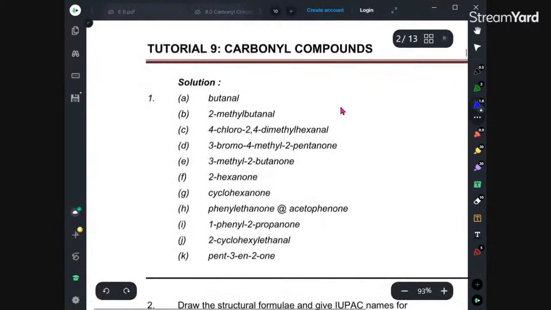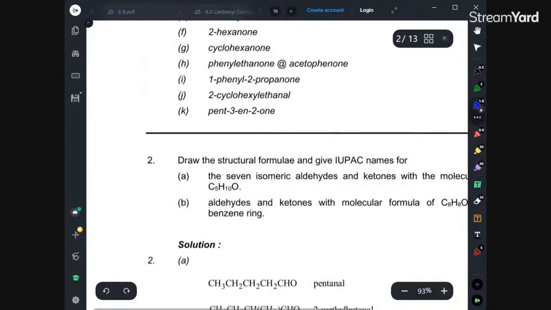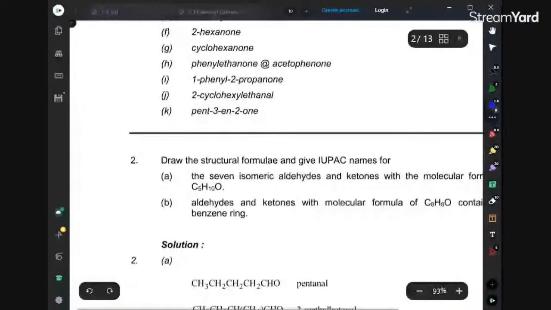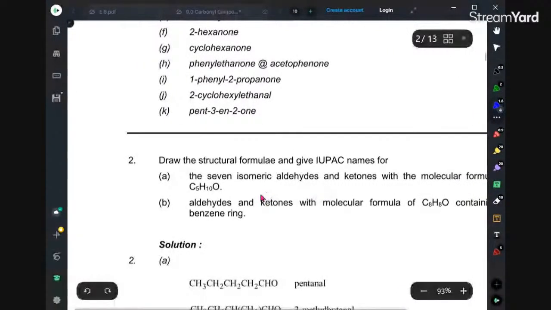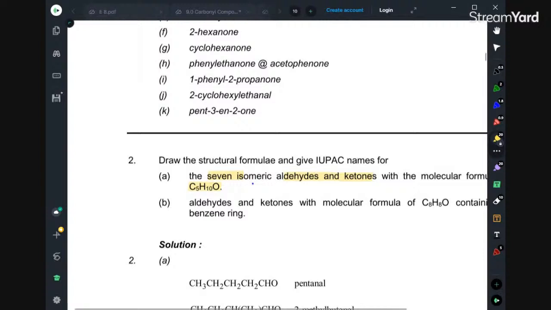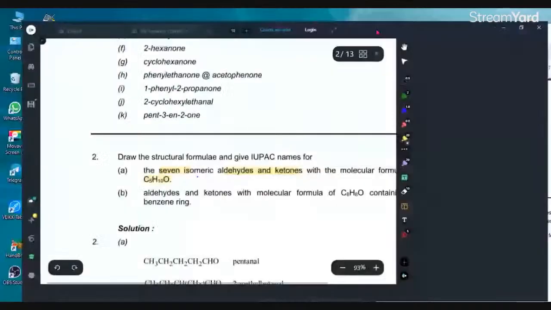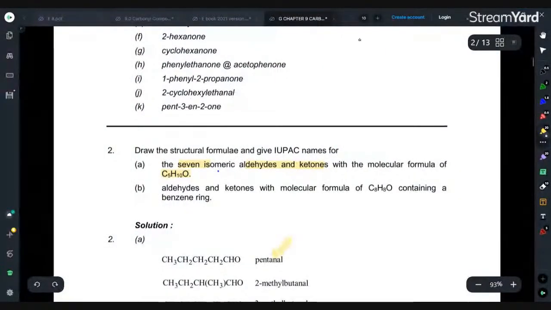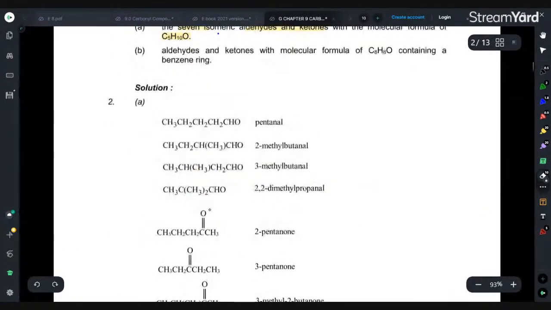Okay. Now we move on to question number 2. Draw the structural formula and give the IUPAC name of the 7 isomeric aldehydes and ketones. The question gives you the hints already. There are 7 isomers, a combination of aldehydes and ketones, with the molecular formula C5H10O. So now what you can do is draw the straight chain one first. For example, you can start with pentanal and pentanone. I will start with pentanal and then pentanone first.